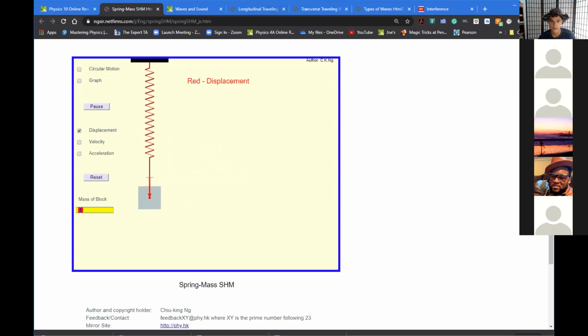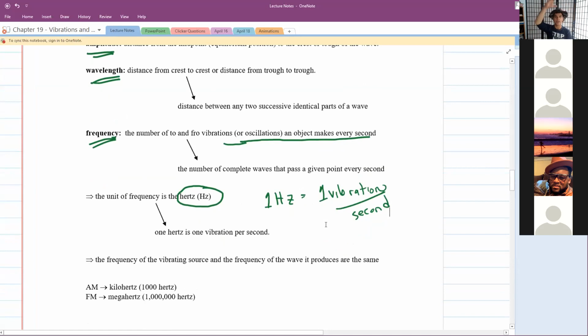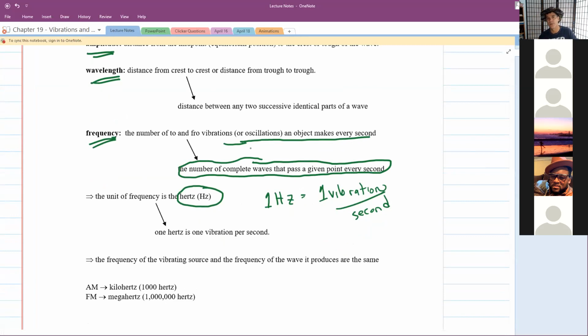Okay, let's go back to that. So frequency is how many times whatever's producing the wave is oscillating up and down. But the other way of thinking about it is it's how many waves pass a given point every single second. So if I were to just stay in one position and count how many waves pass by me every second, that is the frequency of the wave.